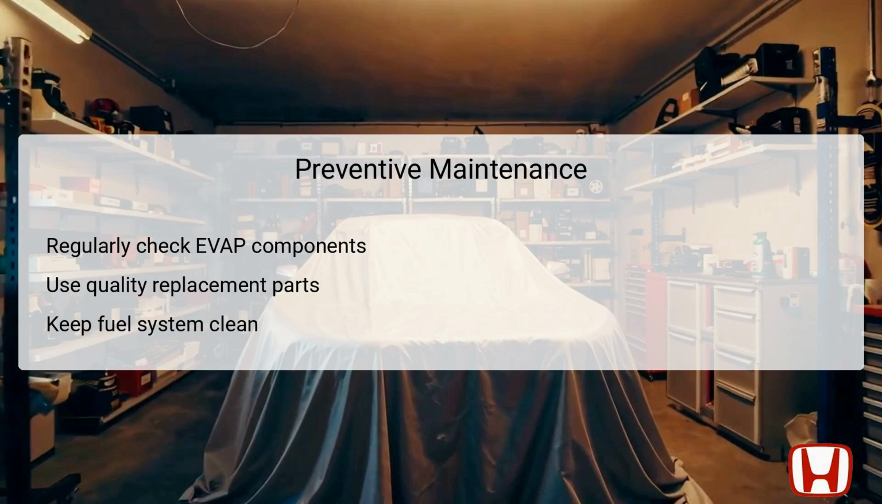To maintain the health of your vehicle's evaporative emissions control system and prevent future occurrences of DTC P0497, several preventive maintenance steps should be adopted. Regularly inspect key EVAP components, such as the purge valve, purge lines, and FTP sensor for any wear or damage, implementing any necessary repairs immediately. Always opt for quality replacement parts that meet manufacturer specifications to ensure compatibility and reliability.